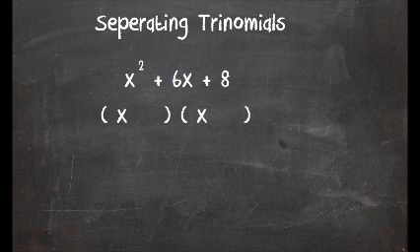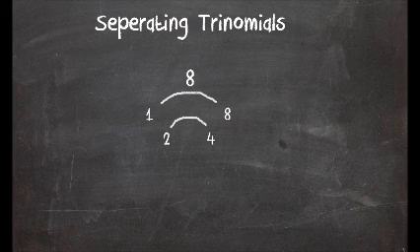And now we will look for the factors of 8 that add up to the middle coefficient, which is 6. We see here that the factors of 8 are 1 and 8 and 2 and 4. Now which one of these pairs add up to 6? Hopefully you chose 2 and 4. 2 plus 4 will give us 6.